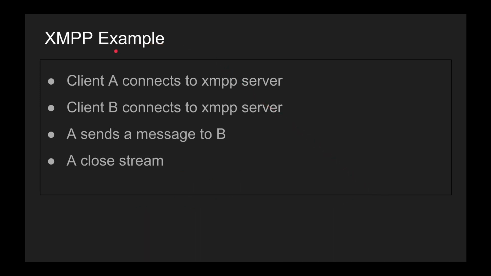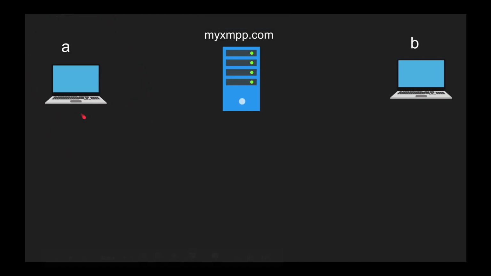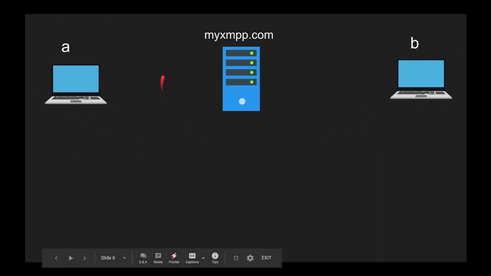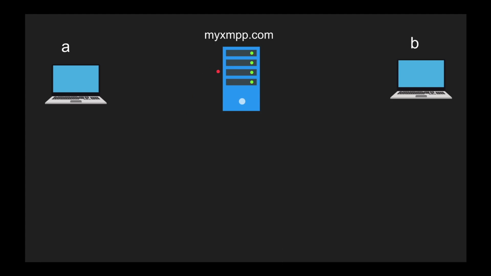Let's take an example. Client A connects to XMPP server. Client B also connects to XMPP server. For simplicity, let's say they are the same server. A sends a message to B, and then A closes the stream. Let's see what happened exactly. So let's say this is my client A. This is my client B. And this is my beautiful myxmpp.com XMPP server.